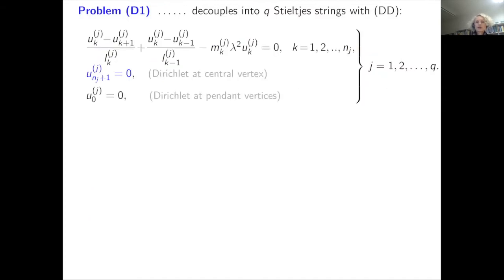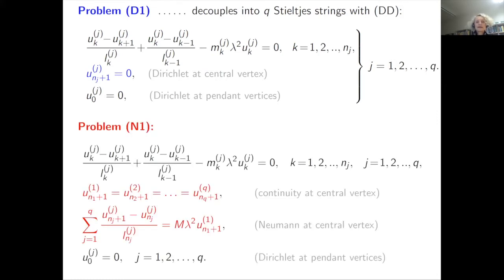Okay, so what are the 2 problems? We have the equations for a single Stieltjes string that we had before, now labeled with the J in addition. And then we have the 2 Dirichlet conditions as before. So here really just Q Stieltjes strings glued together and non-interacting, because we have the Dirichlet condition at the central vertex.